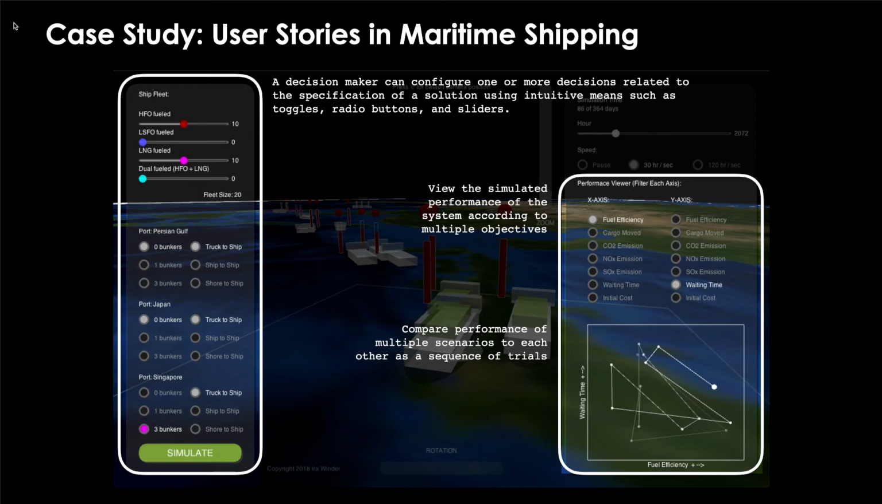Another important part of these DSS is not just to make decisions, but to view the performance according to multiple objectives, and not only see all the objectives, but filter which objectives are important for any given moment of decision making. And then finally, we very often incorporate the ability of the decision maker to see not just the performance of one scenario, but multiple scenarios in series so that they can actually compare one solution to another.